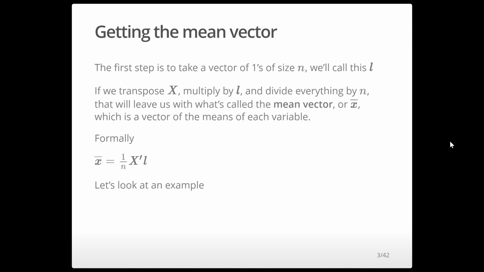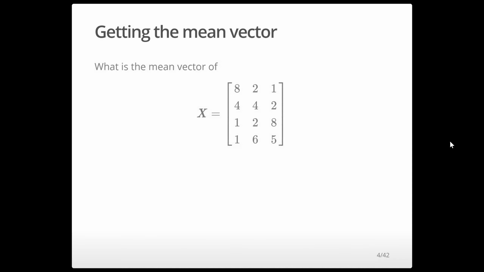And so let's look at an example of how this works. What is the mean vector of this matrix? First of all, this matrix is 4 by 3. So how do we get the mean vector of these 3 columns?